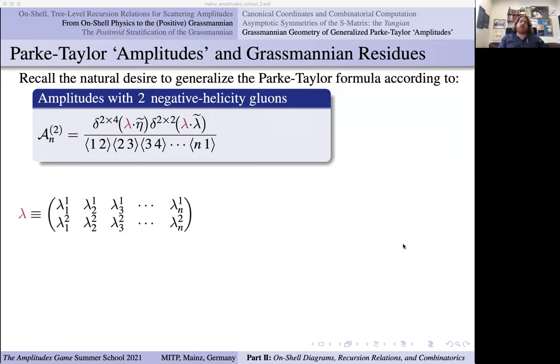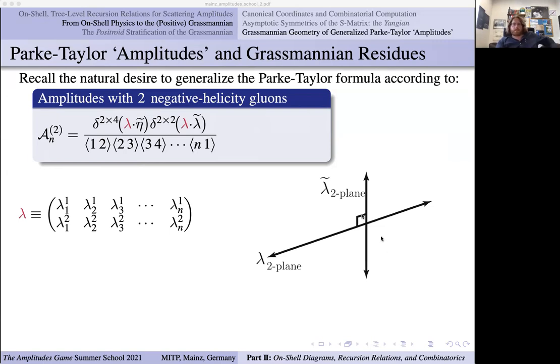So instead of m equals 2, we'd like to look at m equals 3 or 4 or something. And in terms of this Grassmannian picture, we have this 2 by n matrix lambda, and it appears in these 2 places here in the delta functions. And we remember that this momentum conservation is really this geometric constraint, that there's a 2-plane lambda and a 2-plane lambda tilde, and they are orthogonal. They have to span different spaces.